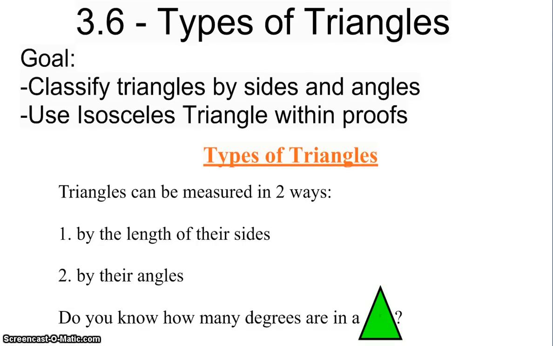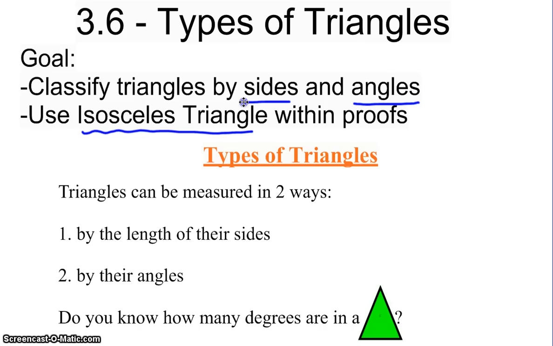Hello everyone, today we're going to talk about section 3.6, different types of triangles. First off, we're going to talk about classifying the different triangles by their side names and their angle names. Talk about different ways for each one. And then we're going to talk about using the isosceles triangle within our proofs.